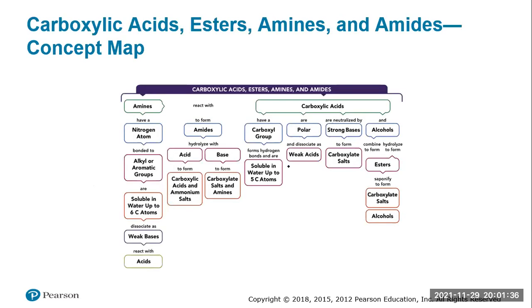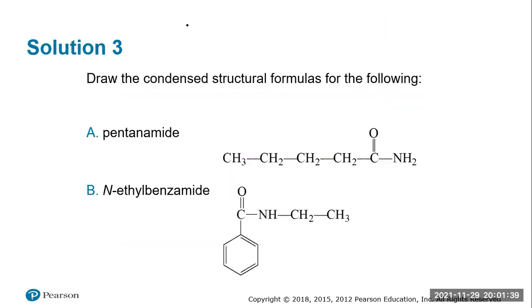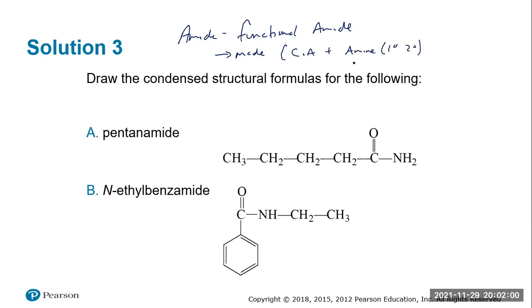In terms of amides, what you need to know is the functional group for an amide. You need to know how it's made, which is a carboxylic acid plus an amine, primary or secondary. You need to know the acid and base hydrolysis reactions, and you do not need to know naming or drawing of amides from names or anything like that.